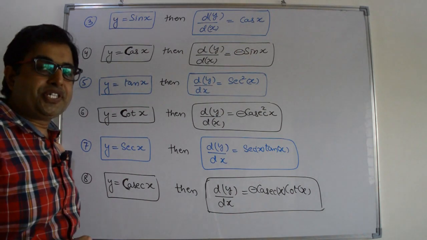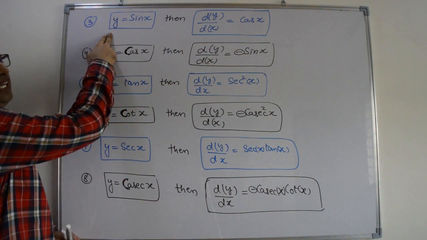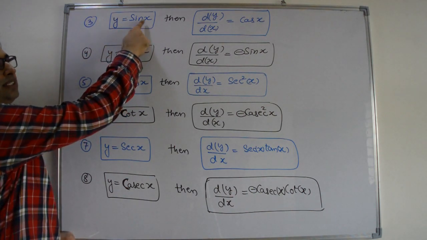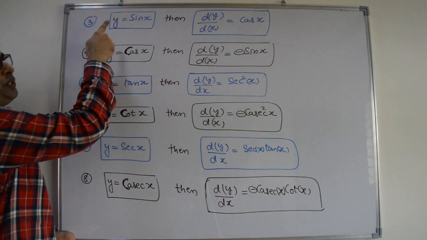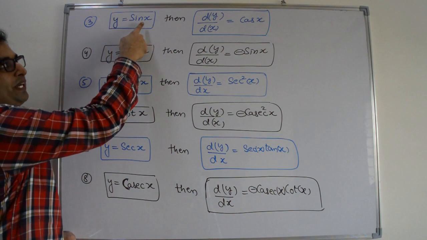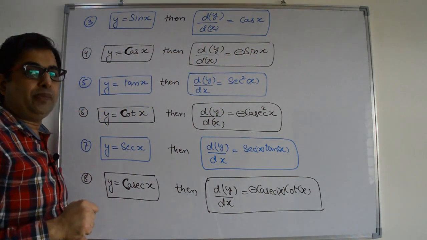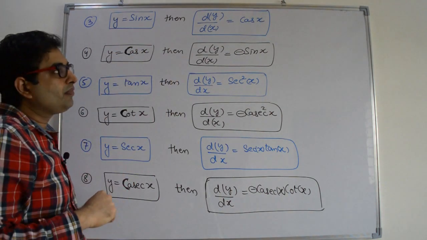Next is differentiation of trigonometric ratios. The third formula is y equal to sin x. As we change the value of x, sin will change, and automatically y will change. So the differentiation of y with respect to x is cos x. So you have to remember this formula. Differentiation of sin x is cos x.